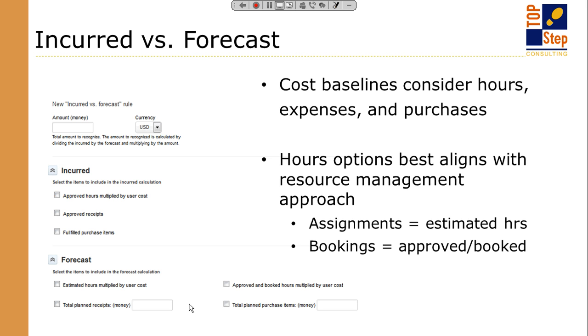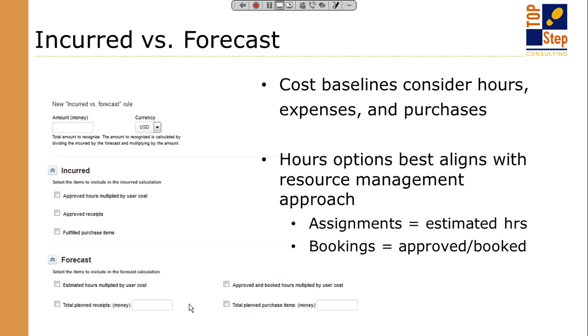And the user's cost is the level 1 user's cost in the system if you're using multiple levels of user cost. Maybe you're including receipts in this or purchase items. And then the forecast, you have to tell it, where do I get my baseline from? Where do I get my total effort? And here is where you can plug into approved and booked hours, which would be the resource management process, or an estimated hours based on the tasks with hours remaining and estimated hours.